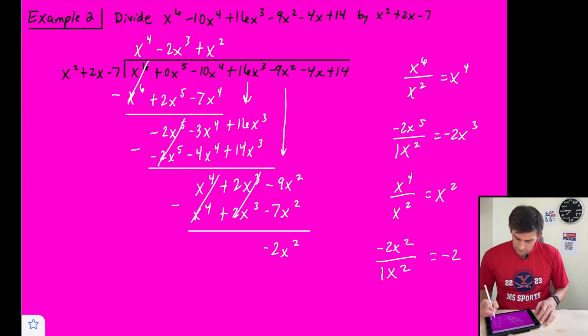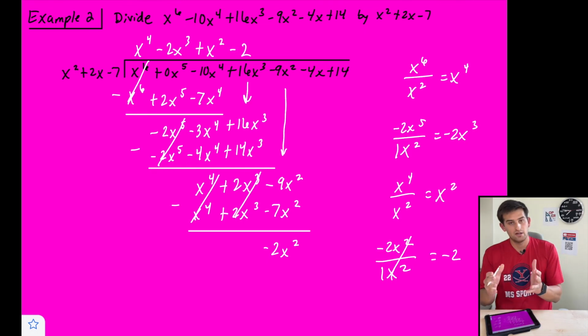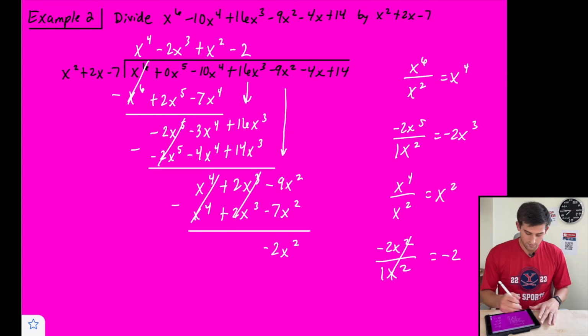So we're going to divide, and we just get a negative 2 here. So we're going to put minus 2. And now we're going to take our negative 2, we're going to multiply by all three of our terms on the outside. So negative 2 times x squared would be negative 2x squared. Negative 2 times negative 2x would be negative 4x. And negative 2 times negative 7 would be plus 14.